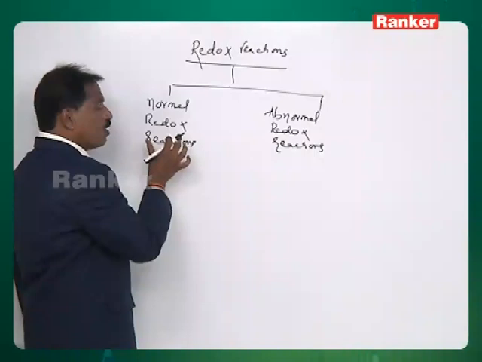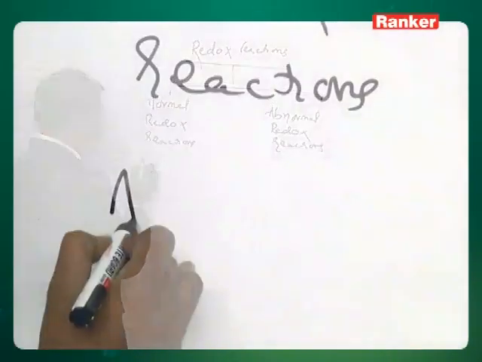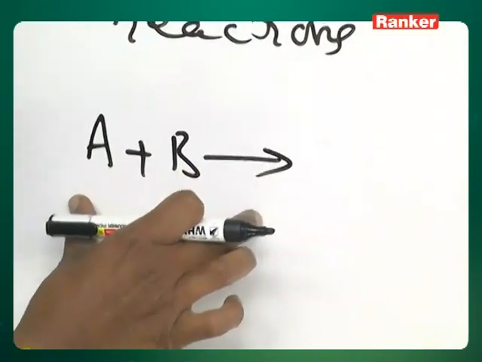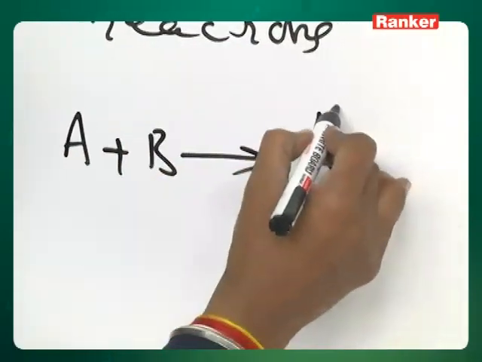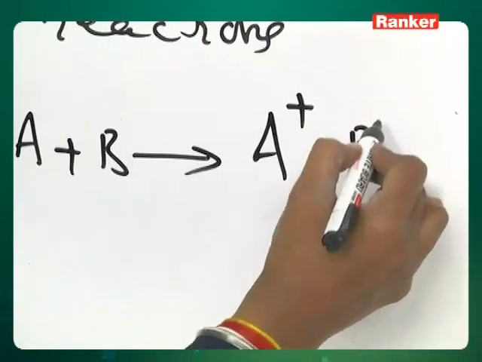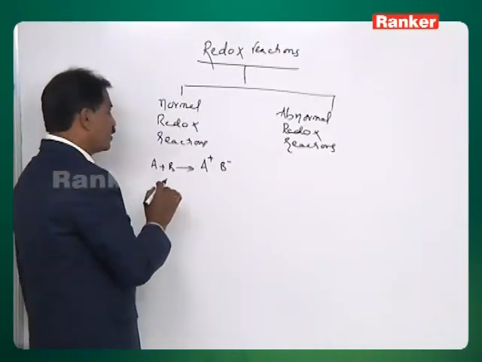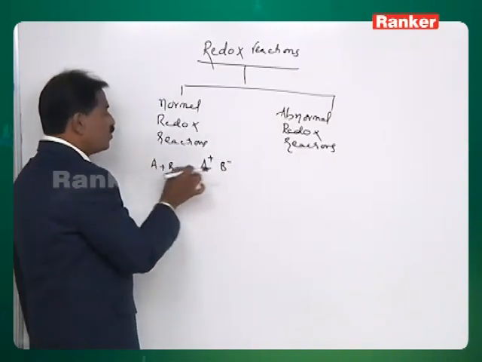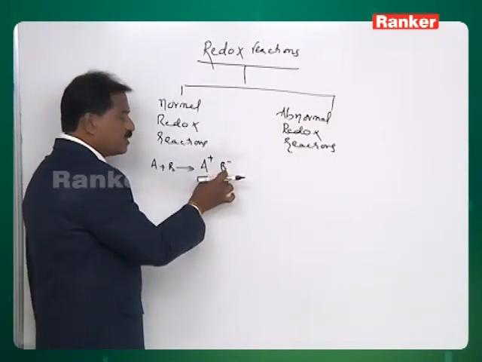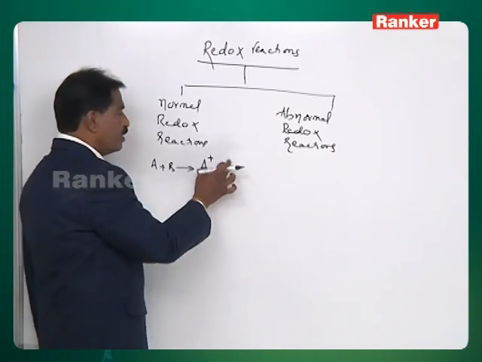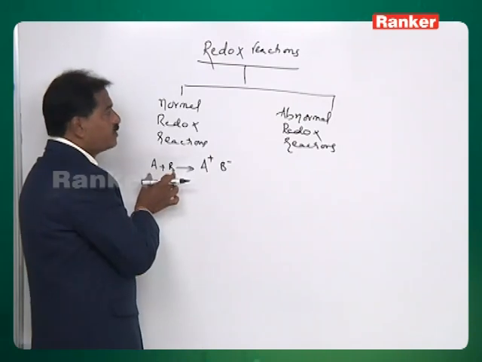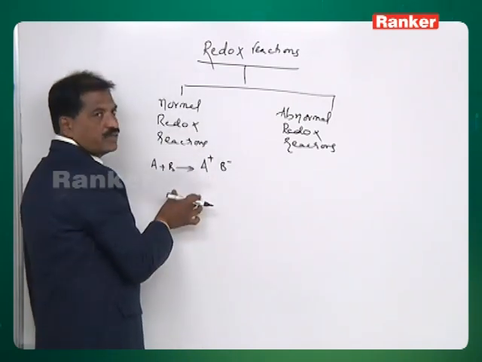Next, in a normal redox reaction, what actually happens? Here two different species are participating in the reaction. One species is losing the electrons, the other species is gaining the electrons. That means two different species are exchanging the electrons. One is undergoing oxidation, the totally different species is undergoing reduction. Therefore, any reaction in which two different species exchange the electrons is called a normal redox reaction.